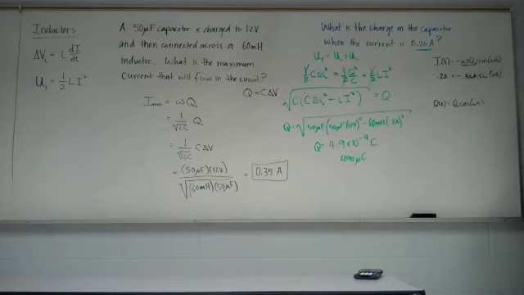Still have to find Q of t, right? Q naught would be the C delta V. Because Q of t is what you're looking for. You're looking for the charge at that time. Q naught would, yes, still be C delta V. Omega would be 1 over the square root of LC. Use whatever time you got and solve for Q.